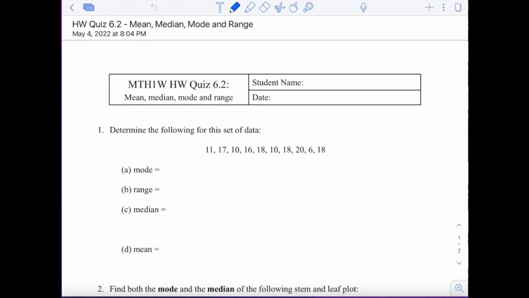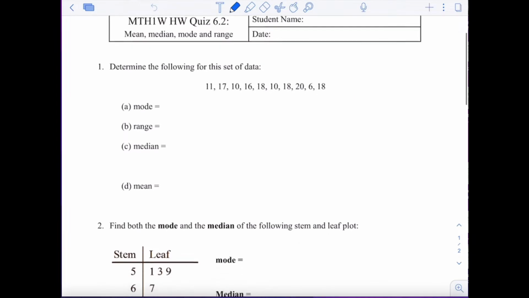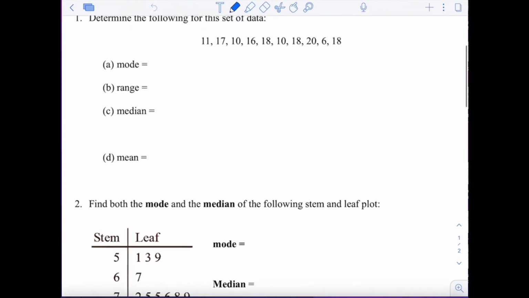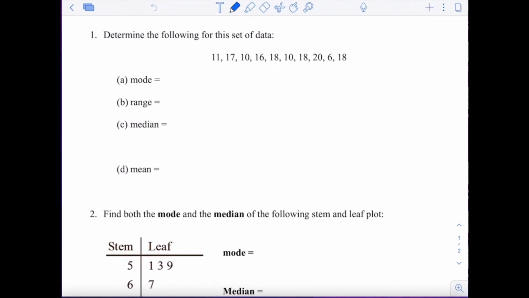Hi everyone, let's take up the quizzes from yesterday and today. So in quiz 6.2, you were asked to determine some stats for this set of data.